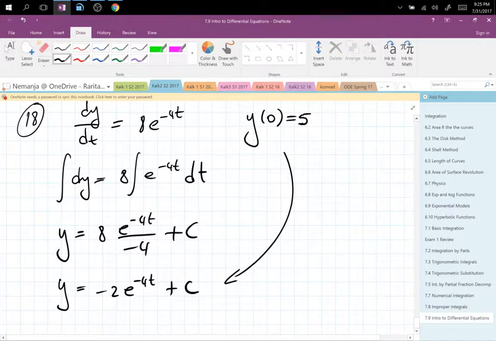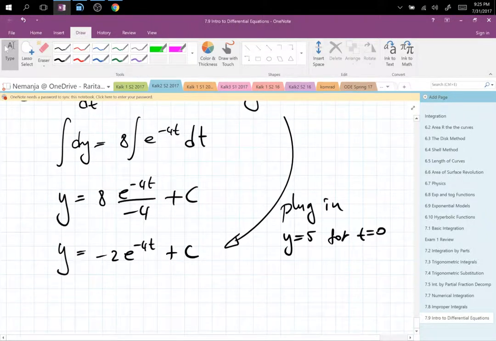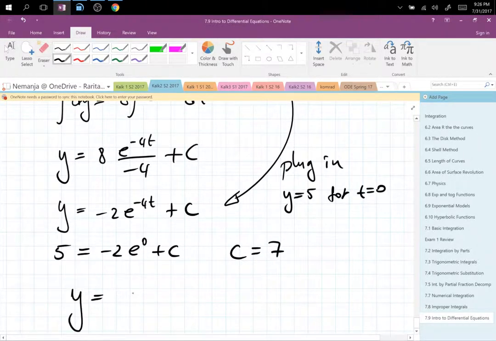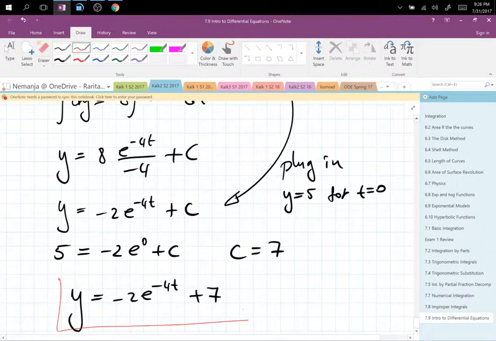And this is where the initial condition comes in. You are plugging in y equals 5 for t equals 0, right? So 5 is equal to negative 2e^0 plus c, from where c is 7. And then we move on to the next one. Done.